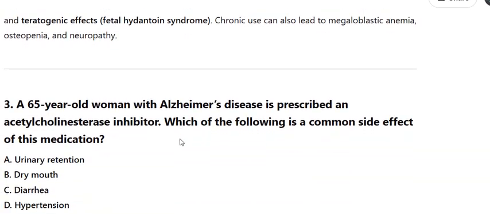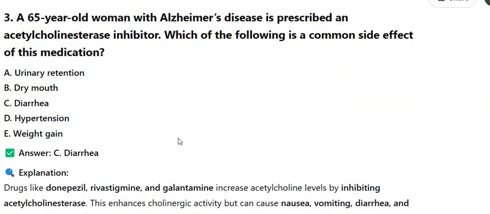3. A 65-year-old woman with Alzheimer's disease is prescribed an acetylcholinesterase inhibitor. Which of the following is a common side effect of this medication? A. Urinary retention. B. Dry mouth. C. Diarrhea. D. Hypertension. E. Weight gain.